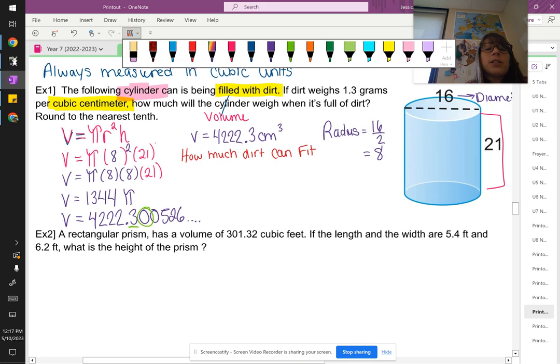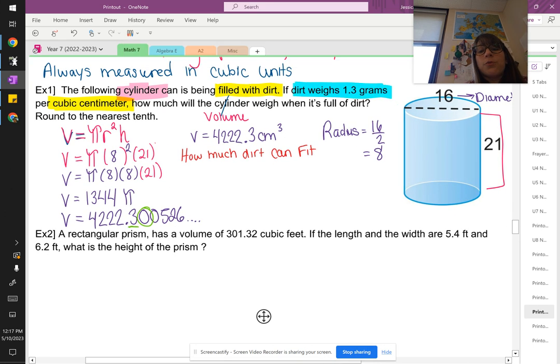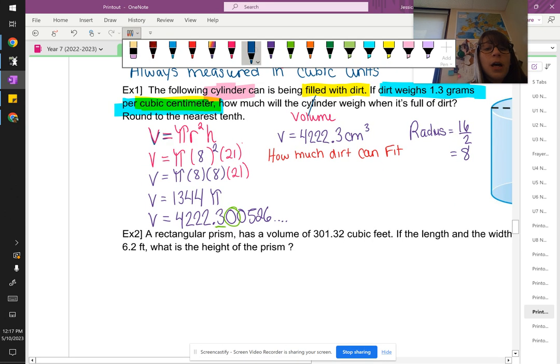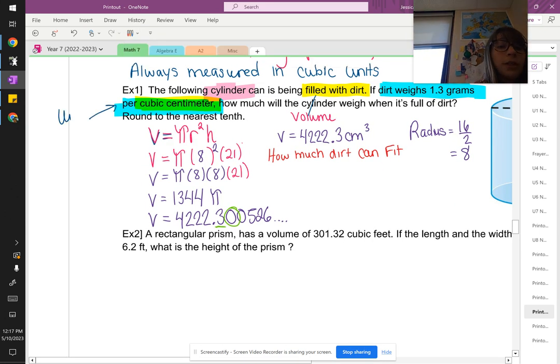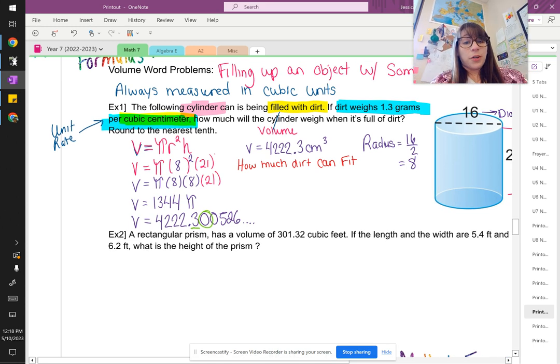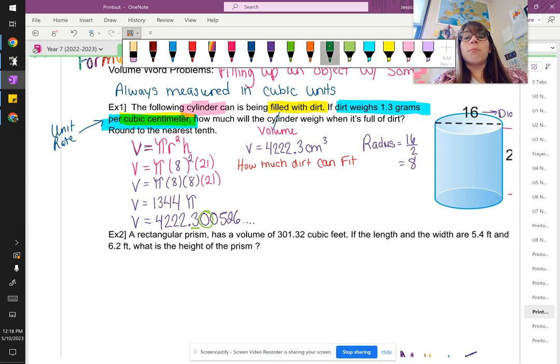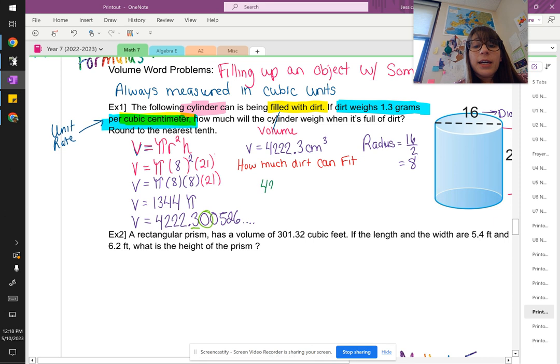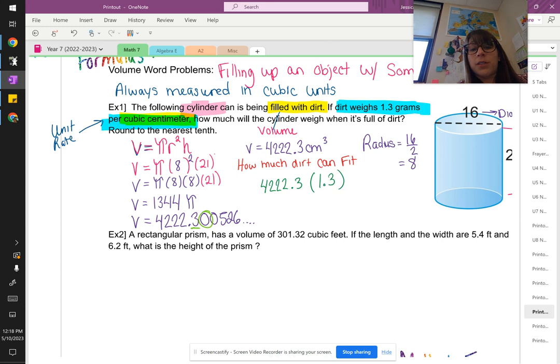Notice they gave us a piece of information that we kind of ignored. Dirt weighs 1.3 grams per cubic centimeter. That per cubic centimeter is really, really important right there. Per cubic centimeter means per 1 cubic centimeter, which is indeed a unit rate. When we are given a unit rate, we do the opposite of the operation that we use to find a unit rate. We use division to find the unit rate, so we're going to be using multiplication here. We're going to take how many cubic centimeters can fit, and multiply it by how much those cubic centimeters weigh.